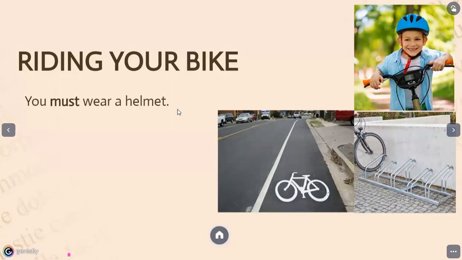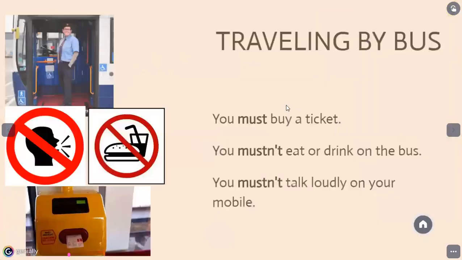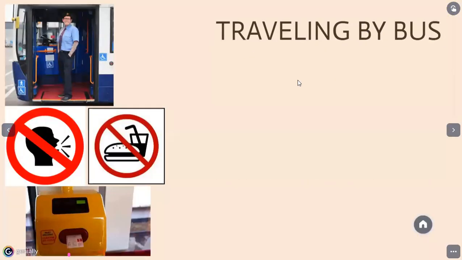Joshua, please, what about this picture? Bicycle rack. Yes, but in a sentence, please, Joshua, in a sentence. You must park, yes. Park. The bicycle rack. In the bicycle rack. Yes, this is a rule, no? You must park your bike on the bicycle rack. Very good. What about when we travel by bus? What about the rules and also some prohibitions? Okay.